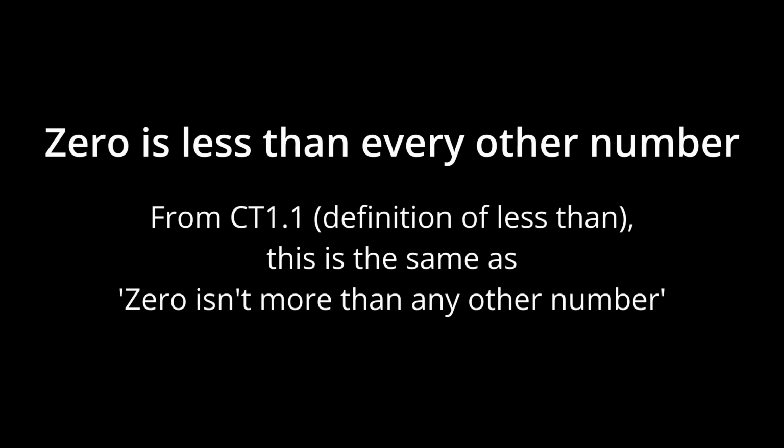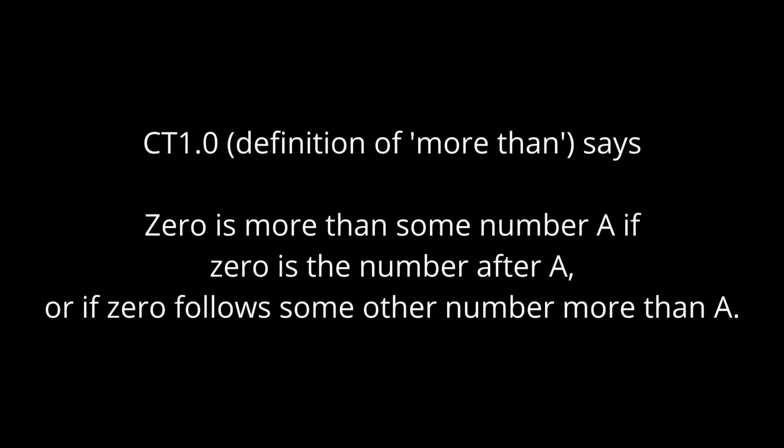Let's say I want to prove that 0 is less than every other number, which is to say it's not more than any other number. From the definition of more than, which is CD 1.0, 0 is more than another number exactly when it either comes after that number or comes after another number more than that number.